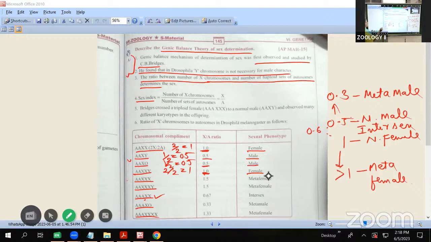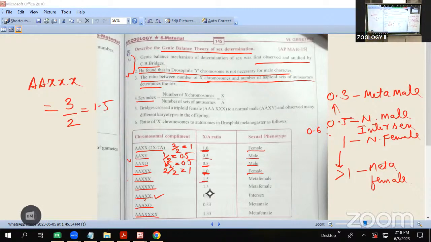Next, you observe here, what is the karyotype? AA triple X. What is the ratio? How many X chromosomes? 3/2 means 1.5. 1.5 means more than 1, that we call a meta female. Next is also the same. Here the Y chromosome is there, but the Y chromosome is not participating in the determination. Here also 3/2 is equal to 1.5, that we call a meta female.